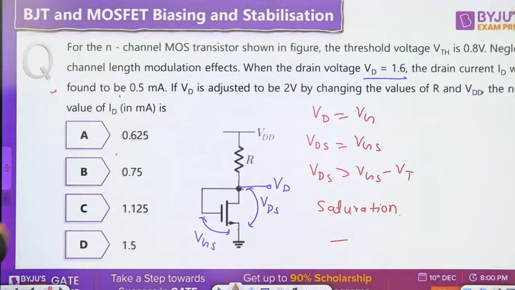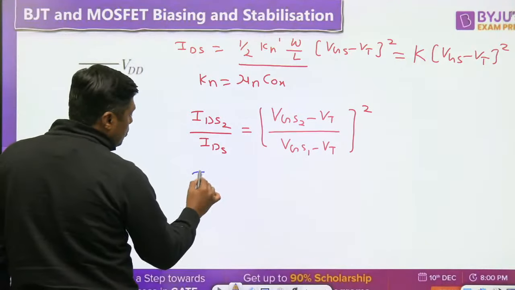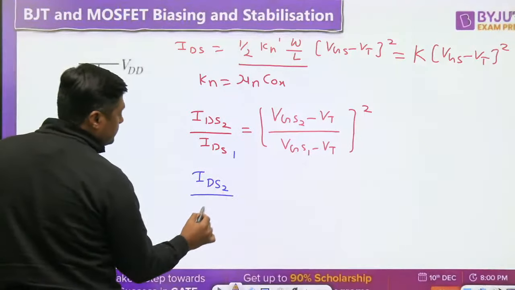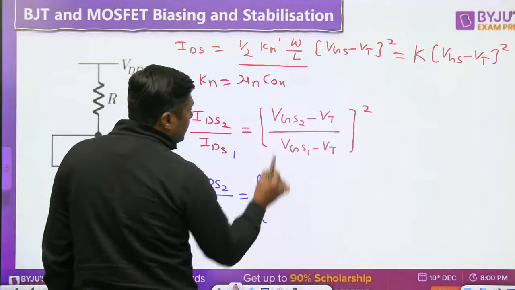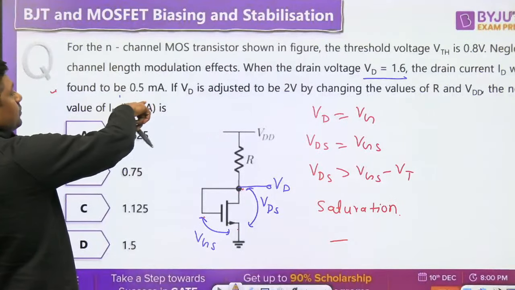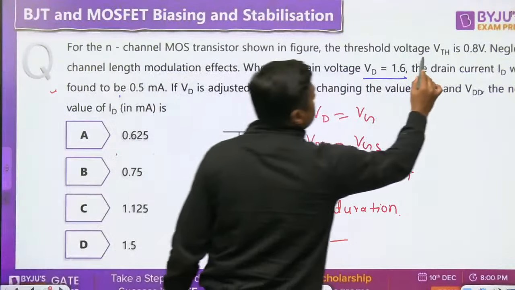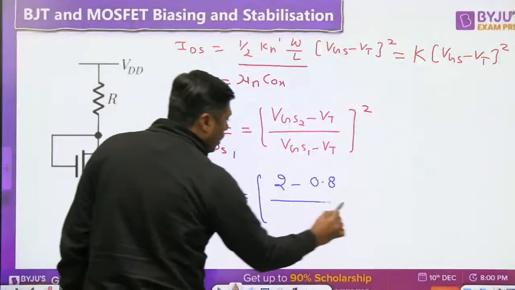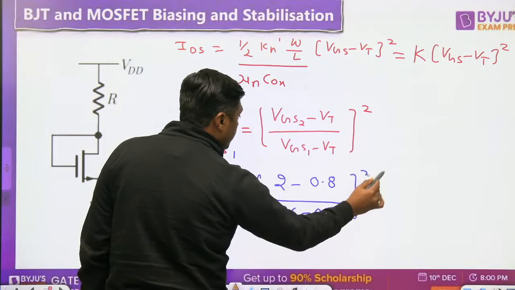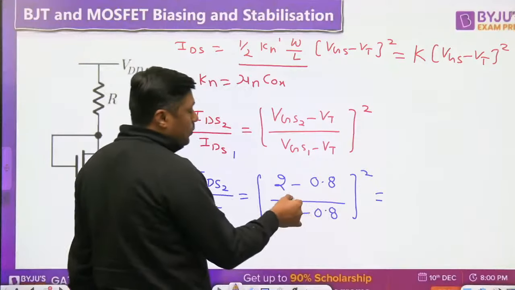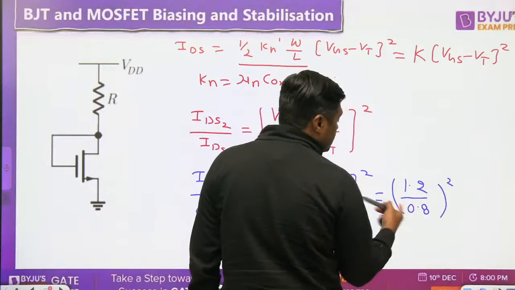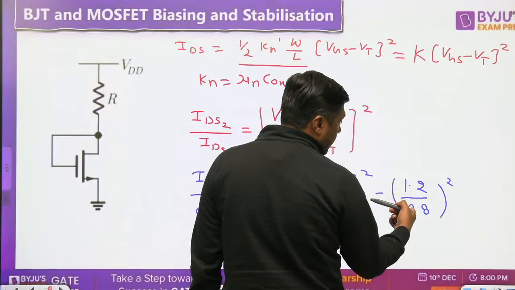And VDS is equal to VGS. In second case, you have to find the current. First case, we have the value of the current, 0.5 milliampere. In second case, what is the VGS? 2. The threshold voltage is 0.8 volt, given here. So it is 2 minus 0.8, upon, in first case, 1.6 minus 0.8, whole square. Then it will become 1.2 divided by 0.8 whole squared. That is nothing but 3 by 2 squared, which is 9 by 4.